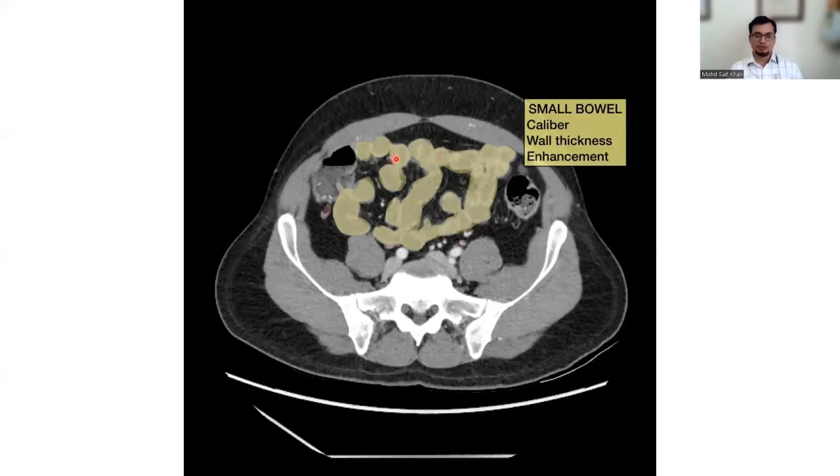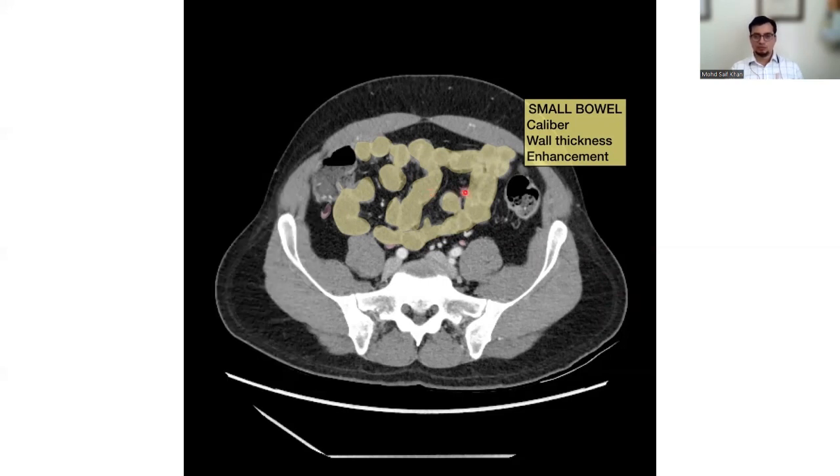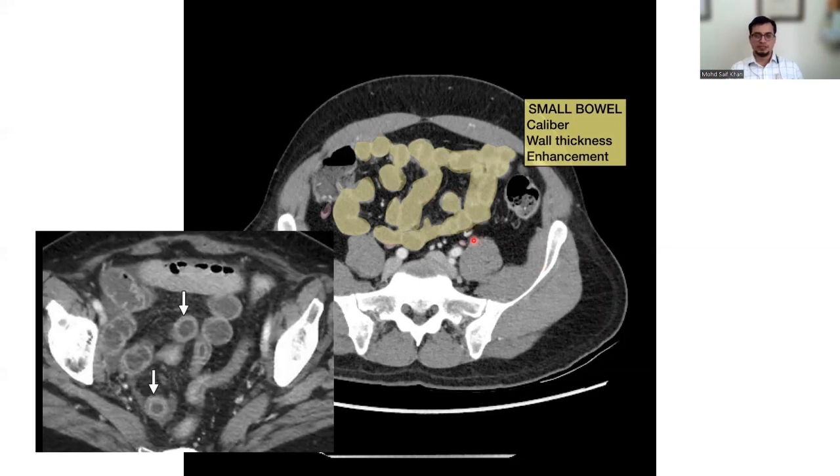And also should be appreciated for the caliber. So if there is an obstruction in the bowel, the small bowel will be dilated. Okay, and also wall thickness is important to be observed. Sometimes it may be thickened in inflammatory and ischemic bowel diseases.